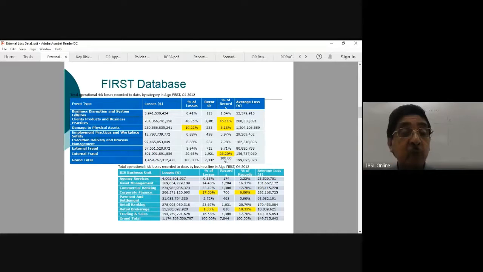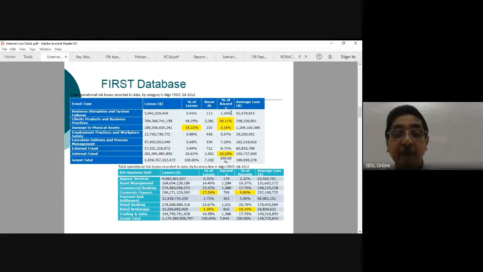Now you look at this event type, business disruption and system failures. You can see losses as this amount, 5,941,530,424, and they have 113 records.